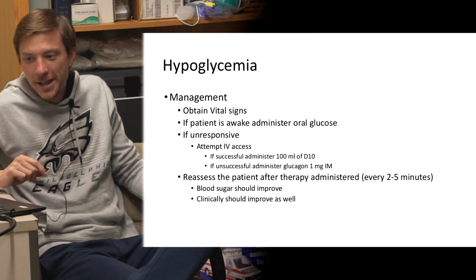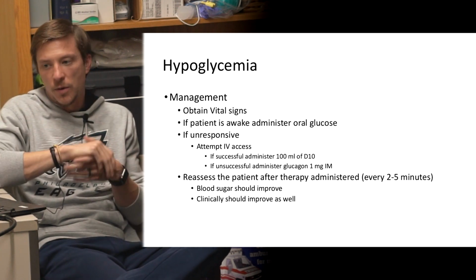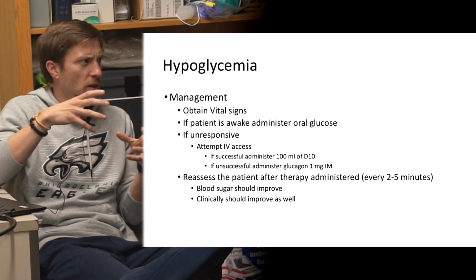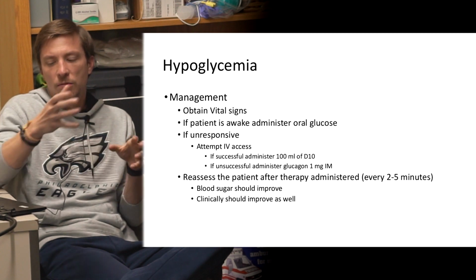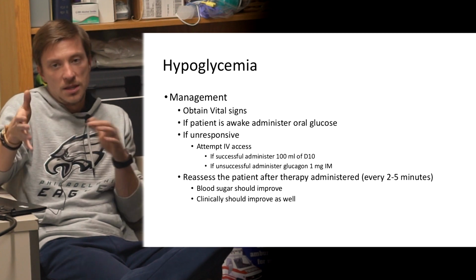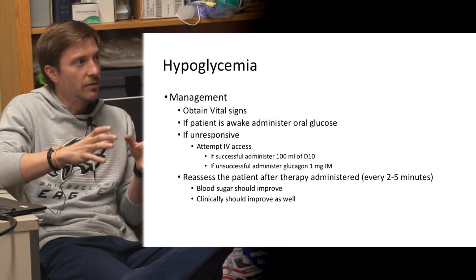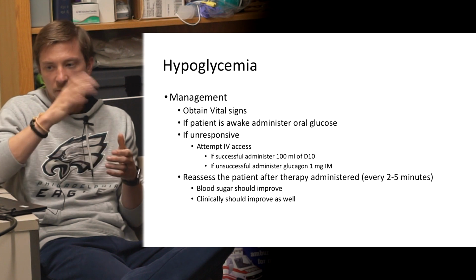Okay. So that's one of the complications that we've seen with WAS, and so typically we would be giving the D50, the really concentrated solution, and that would spike their blood sugar up really high. So in the ER as well as EMS, we've moved to the D10. It's a little bit safer if the IV does blow than the D50. Plus, it doesn't spike their blood sugar up too high.